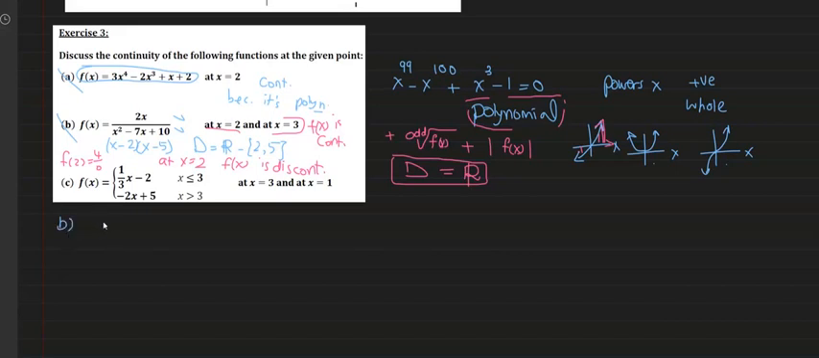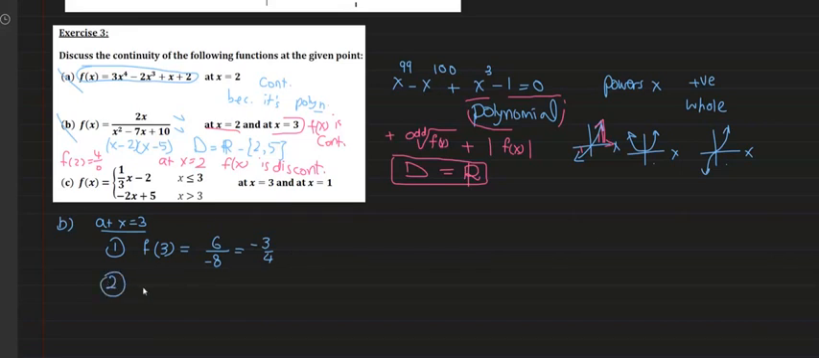Let's test the continuity at x equal 3. The first step, we will find f of 3. And f of 3 is what? 6 over, here 3 squared, which is 9, 9 minus 27, which is negative 18, plus 10, this is negative 8, so it's 3 over 4 with a negative sign, so it's defined.